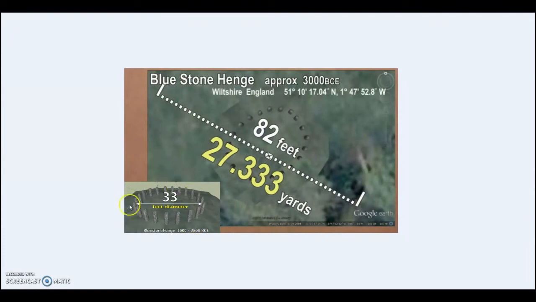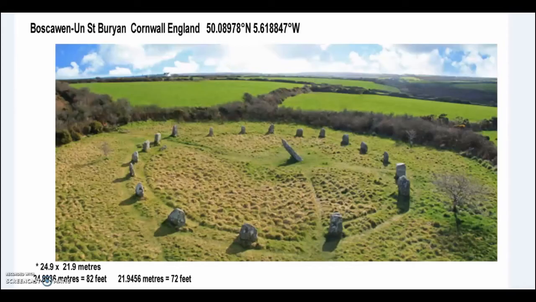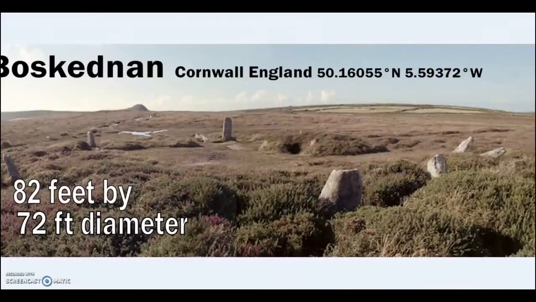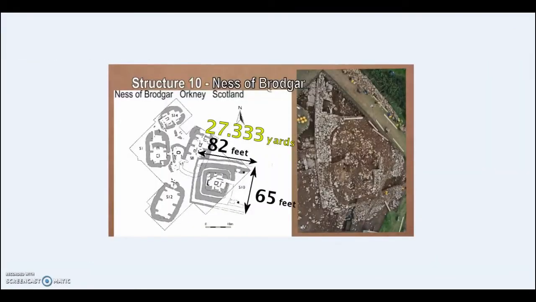The henge itself, 33-foot diameter. Again, that's the Sumerian or Indus scale. We find it also at Boscawen and Boscadnan, Structure 10 in Brodgar. So again, earlier I mentioned how more and more people are starting to consider that Scotland was the origin of this, and will this come down?